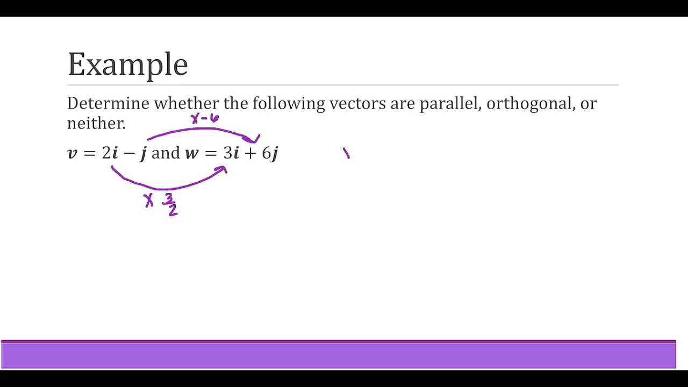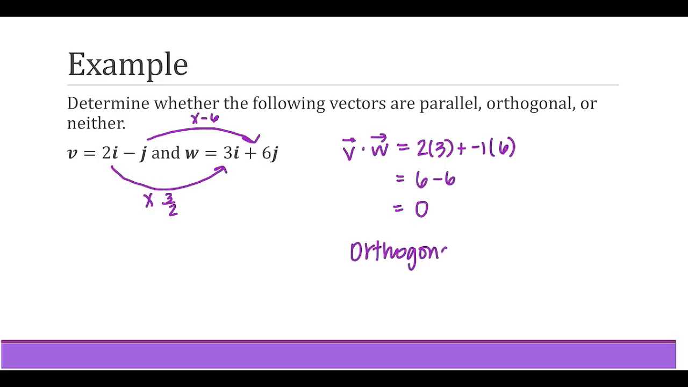I move on to the dot product, so v dot w is equal to 2 times 3 plus negative 1 times 6, or 6 minus 6, which is 0. So if the dot product is 0, then these are considered orthogonal vectors.